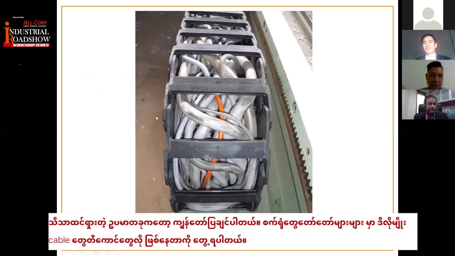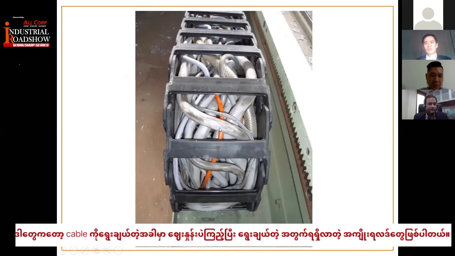A very significant example, which I see in a lot of factories and a lot of places, is that they will have a lot of cables that look like a worm. This is an effect of wrong selection of cables when they choose the cable due to price.